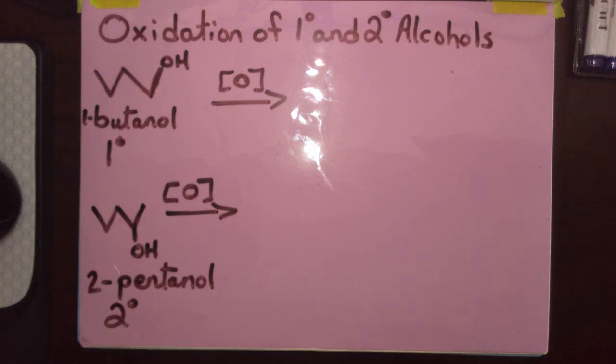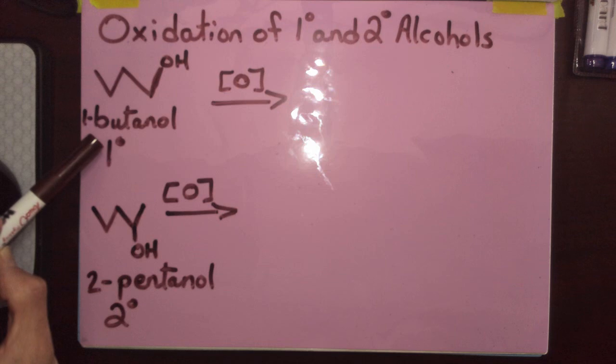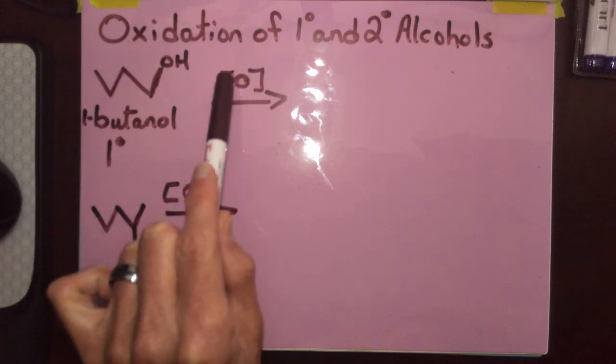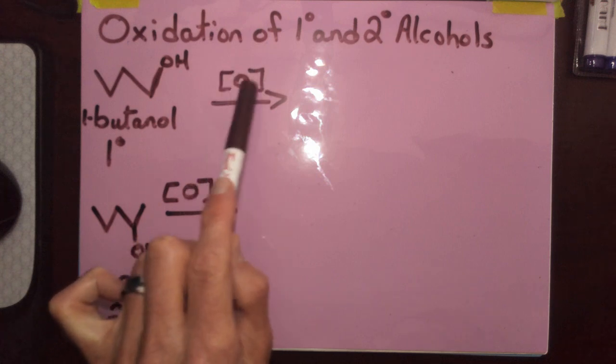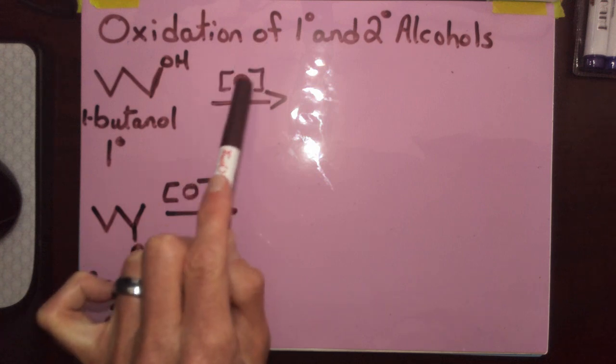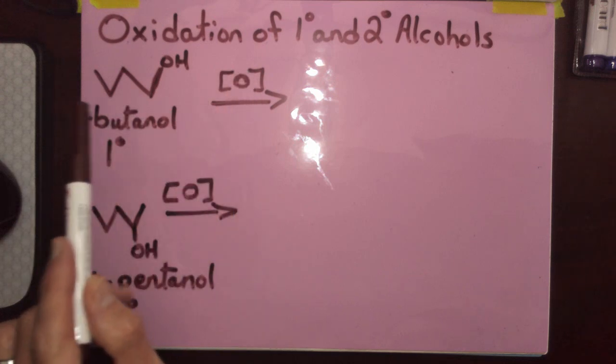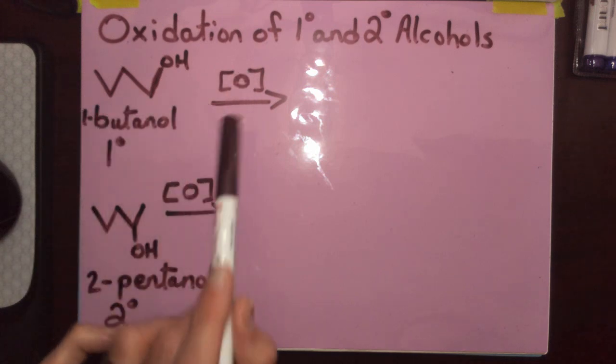Okay, let's look at the oxidation of primary and secondary alcohols. We have a primary alcohol here, 1-butanol. It goes through oxidation. We're adding oxygen using oxidizing agents such as potassium permanganate or potassium dichromate. Those would work perfectly fine. Okay, we go through the oxidation.